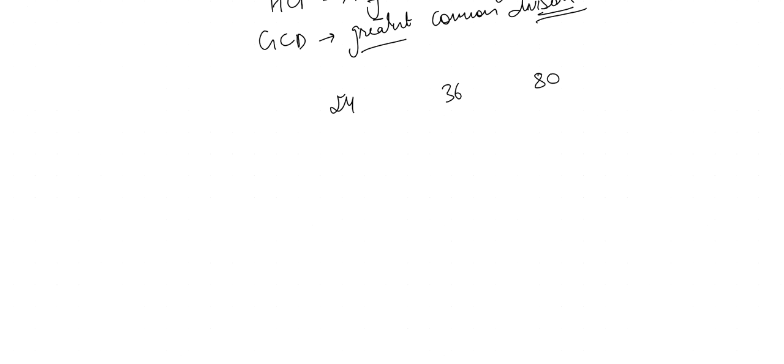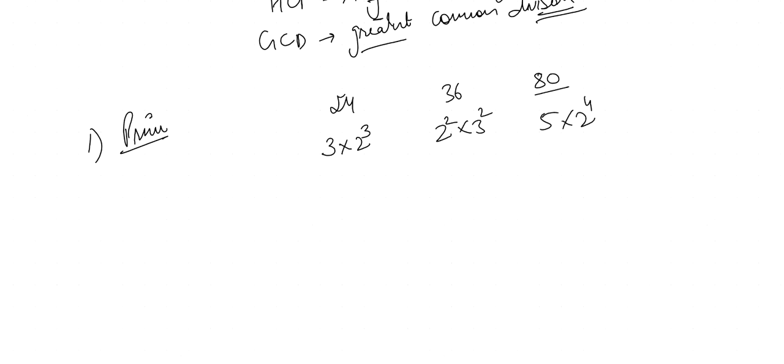Again, first step is break them into prime factors. So 24 is 3 into 2 cube, 36 is 2 square into 3 square, 80 is 5 into 2 raised to power 4. Okay. Second, take only the common prime factors. For example, 2 is the only one which is common.